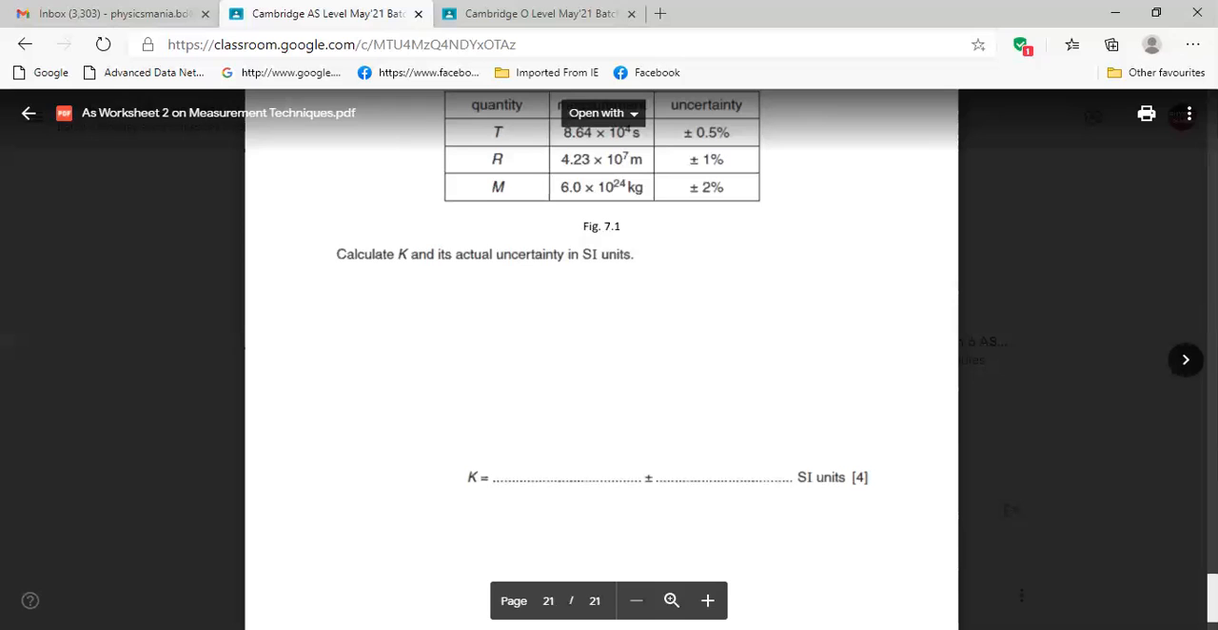It is 5.92 times 10 to the power 11. 5.9 into 10 to the power 11, right? Yes, sir. Now it is correct. So this one is done, k. Now what do you have to find? Del k, right?